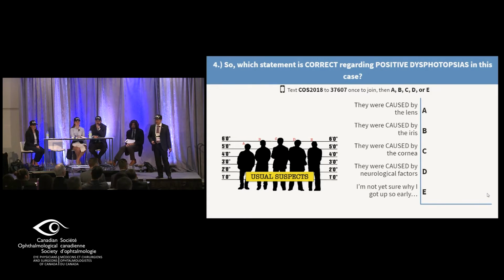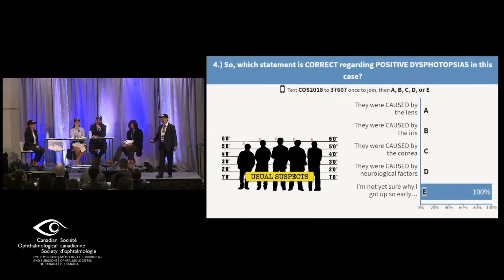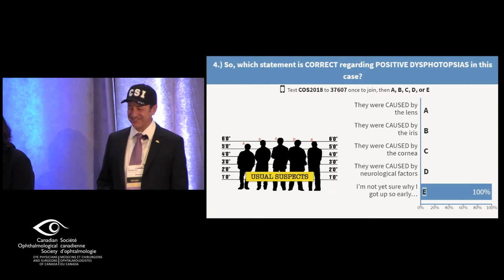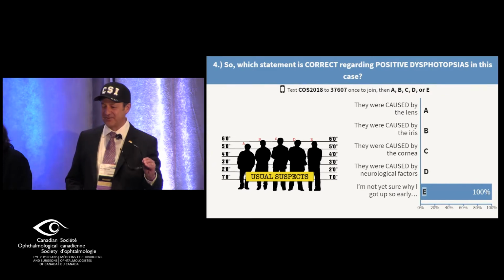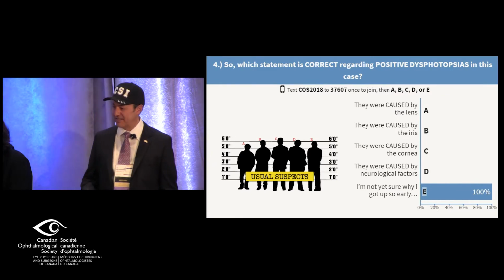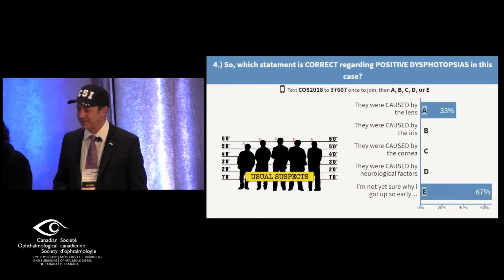Which statement is correct? They were caused by the lens, or they were caused by the iris. Exactly. Okay. We'll keep going. But look at all the causes. Was it the lens, the iris, the cornea, or neurological factors? And we can switch back now.